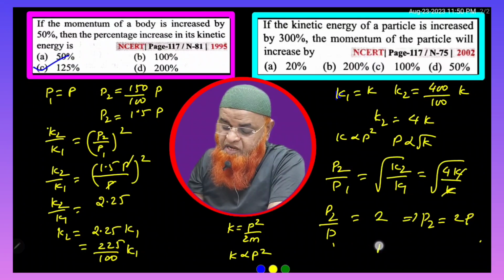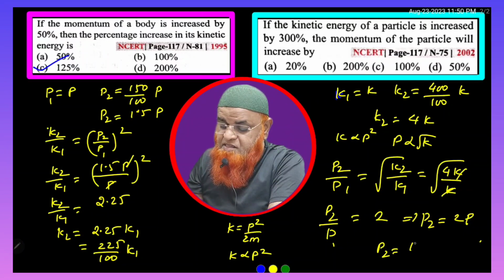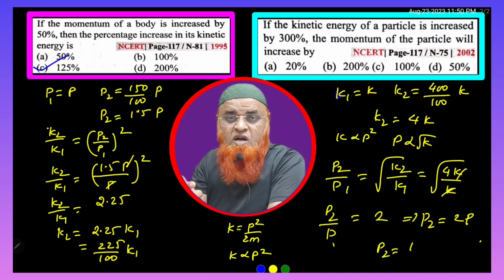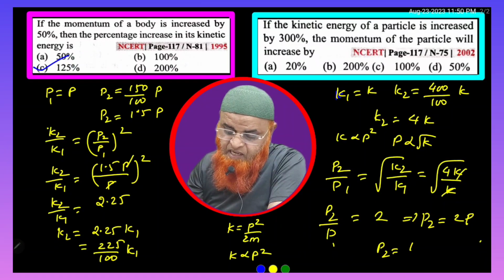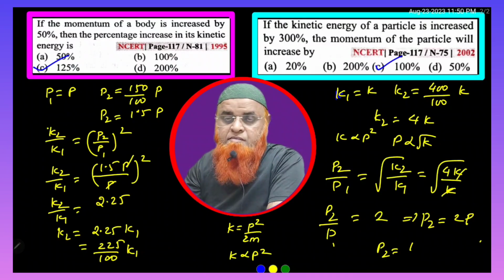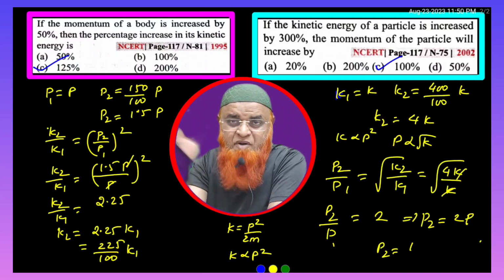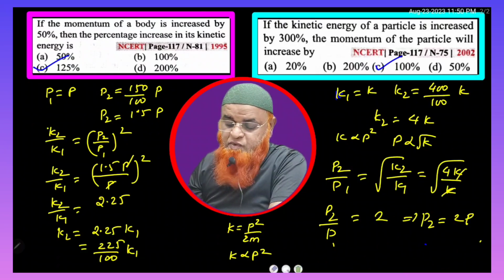Double P. What is the meaning of double P here? That means it is 100% extra. Doubled means what? 100% extra. That is the meaning. Increase is asked, so your answer is directly 100% extra. If it has become doubled, already 100% is there, 100% extra you are adding. In that way you can do it logically. So therefore P2 has become 100% extra. That is the answer to this question here.